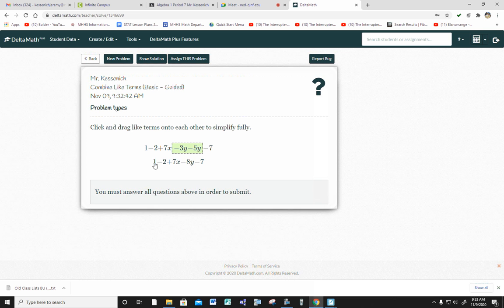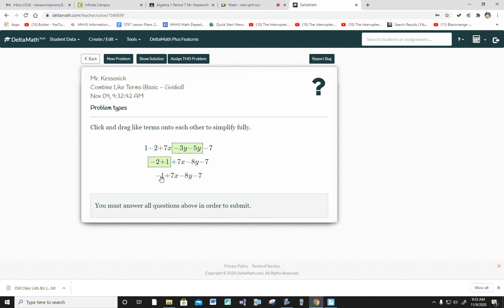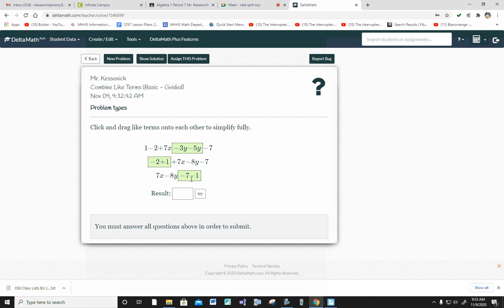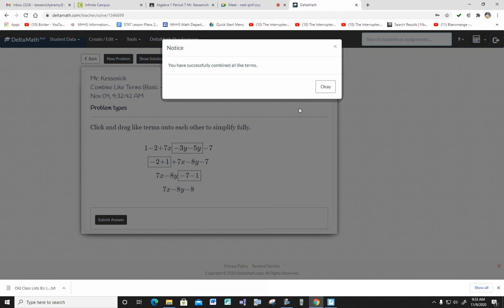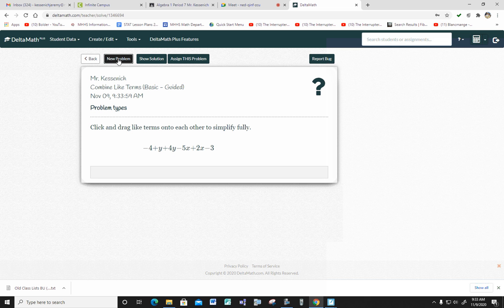Now I've got the 1 minus the 2. So I'm going to drag those on top of each other. That gives me negative 1. Now I need to drag the negative 1 over to the negative 7. So that gives me a negative 8. And notice these are an x and a y. I can't bring those together. So this would be your final answer. There's nothing more to combine. Let's try another one.